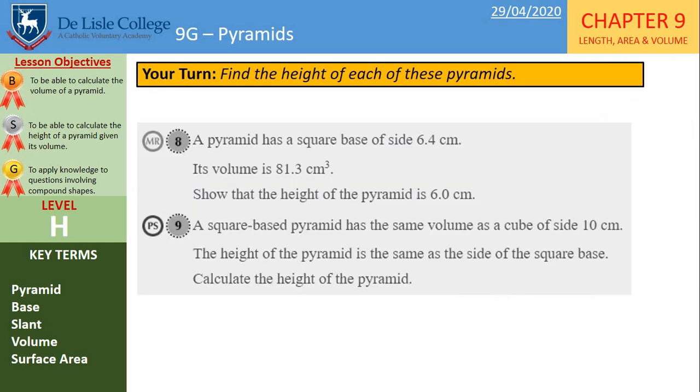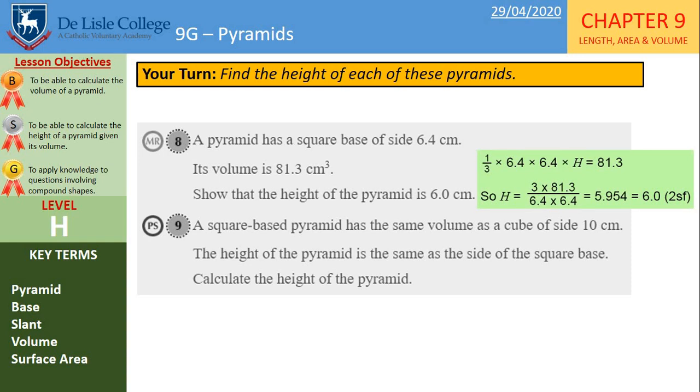Okay, have a look at these two questions. Pause the video while you work through them. Okay, question 8. So remember, show that question. You can't just use the value 6 and then work out the volume. You've got to start with the volume and get to the height. So we've got a third times the area of the base, so 6.4 times 6.4, times h for the height equals 81.3. So the height is going to be 3 times 81.3 divided by 6.4 times 6.4.